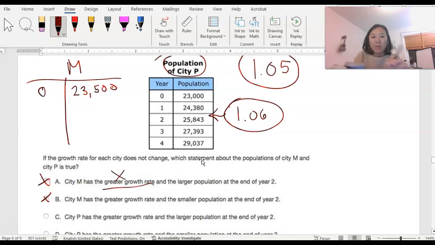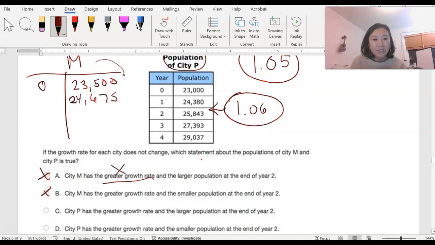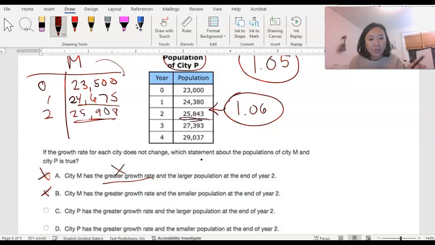Well, let's calculate what the population would be for year 2 here. Here we're multiplying by 1.05. So 23,500 times 1.05 gives us 24,675. All right, so in this case, city M has a larger population at the end of year 1. Let's try year 2. So that amount times 1.05 gives us 25,908. That's for year 2 here.